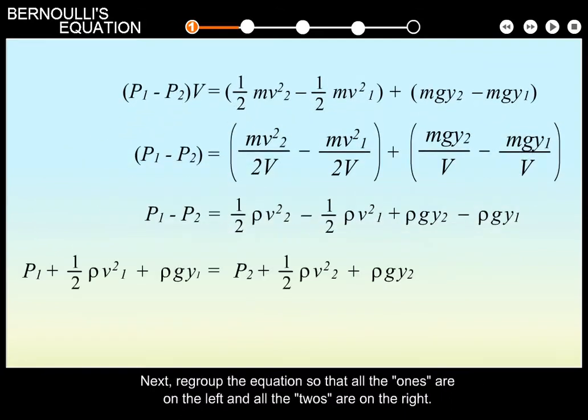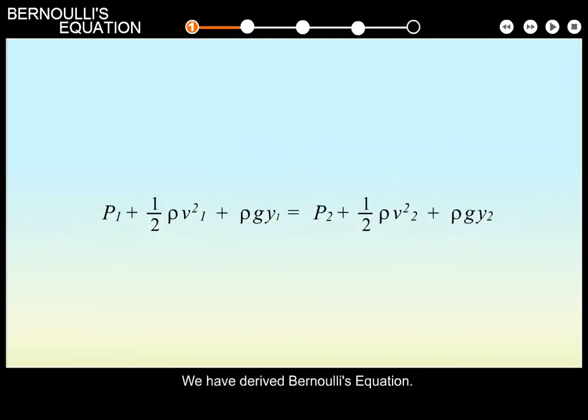Next, regroup the equation so that all the 1's are on the left and all the 2's are on the right. We have derived Bernoulli's equation.